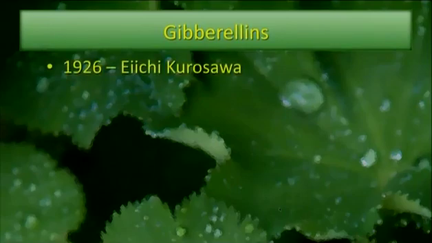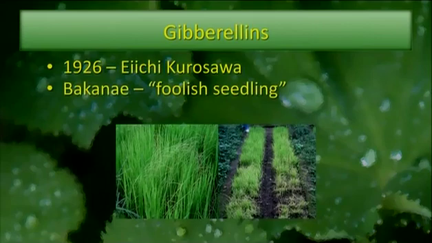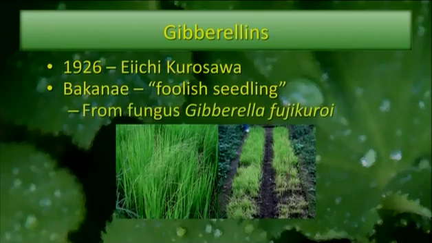Now in 1926, Eiichi Kurosawa of Japan saw a disease of rice which he called bakanai, which means foolish seedling disease. What happens is the rice grows twice as tall as normal rice does, but the stems are weak. So the stems collapse and the plant dies. That's why it's called foolish seedling, bakanai. This is actually caused by a fungus, Gibberella fujikuroi. That's what gibberellins are named after, the fungus that they were first noted to be reactive to. Extracts of the fungus applied to the stem will actually produce the same effect.